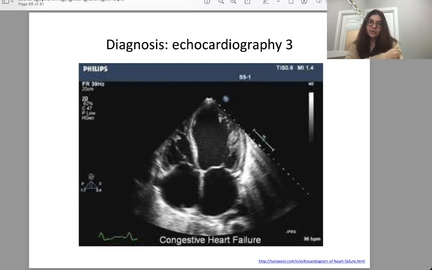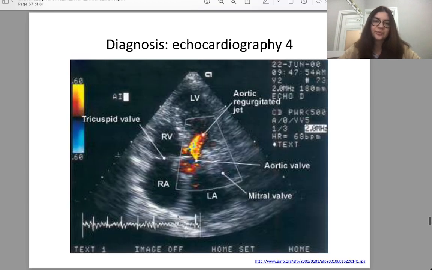Here you see a picture of echocardiography in a patient with congestive heart failure and dilated ventricles and systolic type of heart failure. And it is Doppler echocardiography, which shows us the blood flow, and you see that through the aortic valve it goes back, aortic regurgitation. That is an additional pathological factor for heart failure.